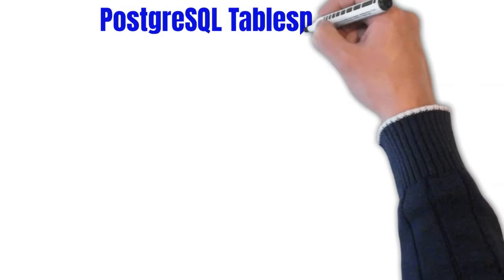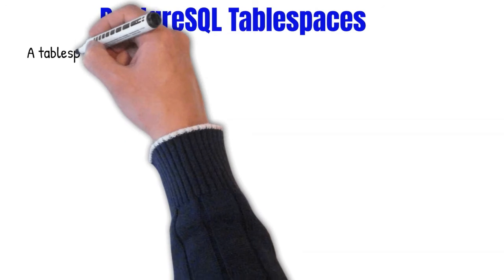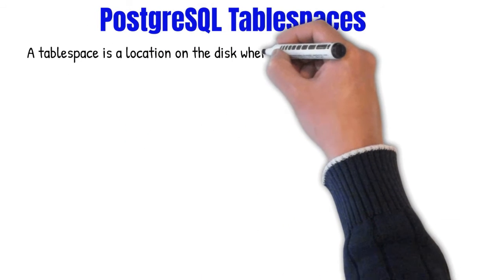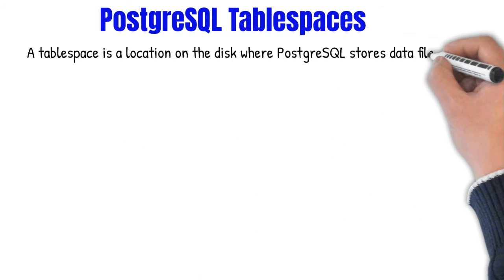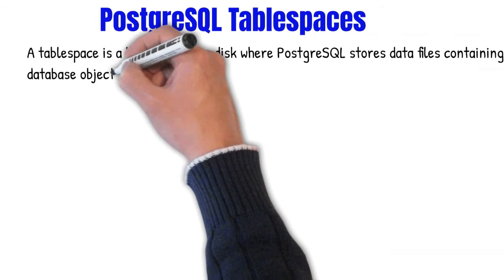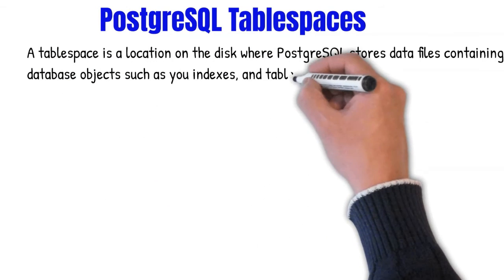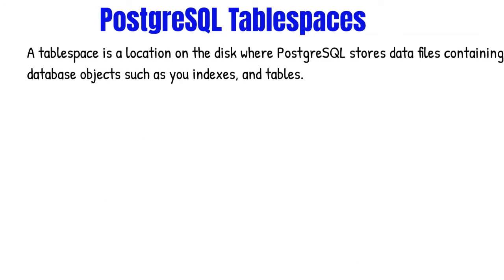At the end of this lecture, you should have an understanding of table spaces in PostgreSQL. A table space is a location on the disk where PostgreSQL stores data files containing database objects such as your indexes and tables. PostgreSQL uses a table space to map a logical name to a physical location on the disk. So if you check the disk location of your table space, you should see some files in the directory.